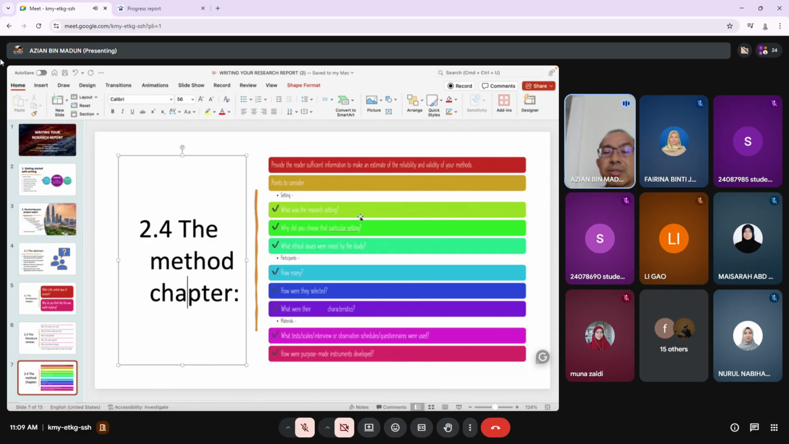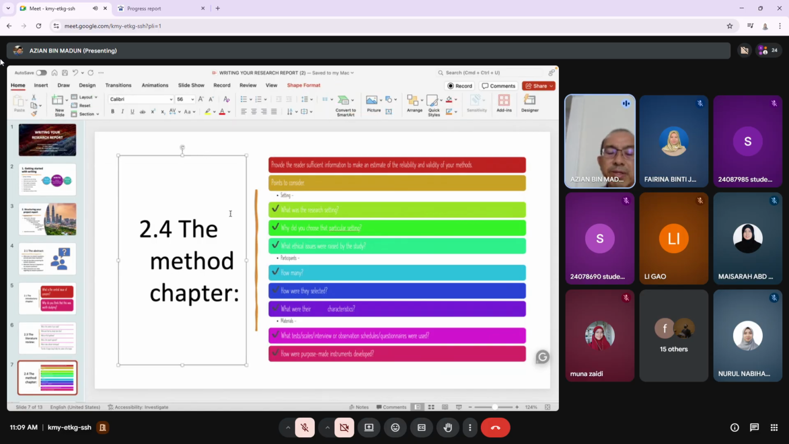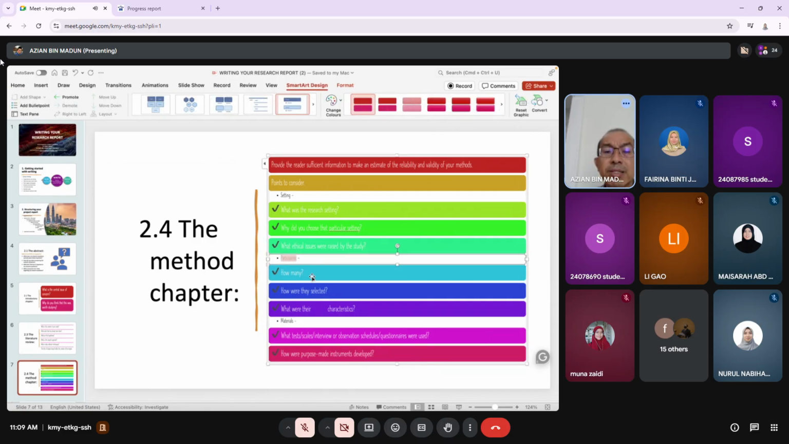You must inform your examiner. First, what are the settings, and what year, or does it involve human beings? Maybe you are only studying manuscripts, so manuscripts from what year to what year, and why you chose this. So for participants: how many, how they were selected, for example, what were their characteristics.